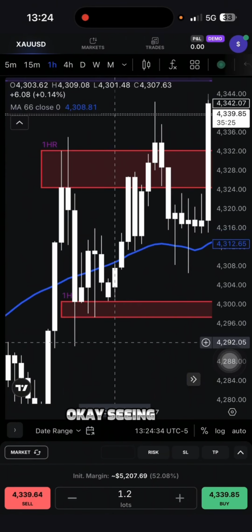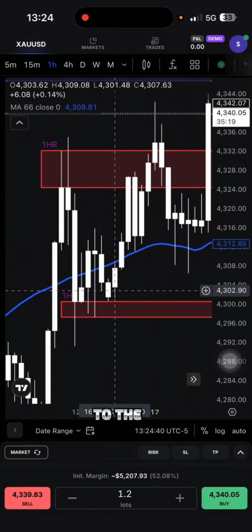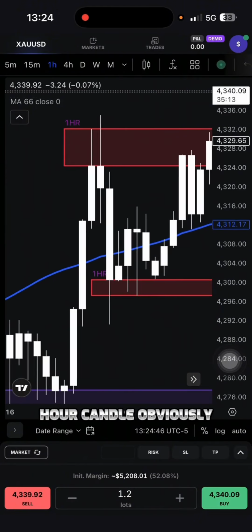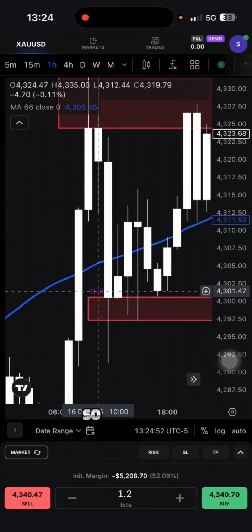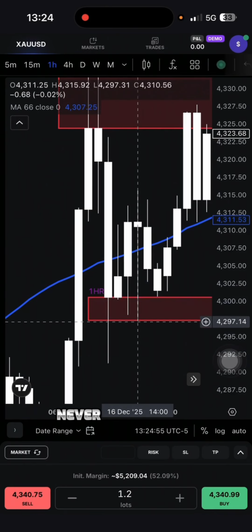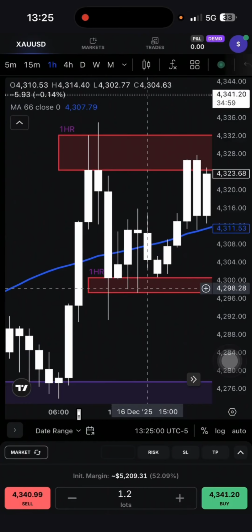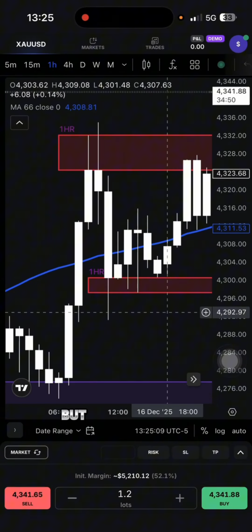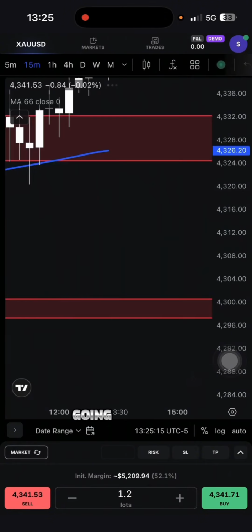Seeing the 6 o'clock candle open and pushing up, I go down to the 15 minute because this is where I would want to get a buy. On the 1 hour candle, obviously you can see it's a double bottom pattern. This low also never broke down and broke the zone. If it would have broken the zone, I would have been looking for sells, taking it down to this zone or at least this area. But instead, since it created a double bottom, I'm looking for buys. Going down to the 15 minute.